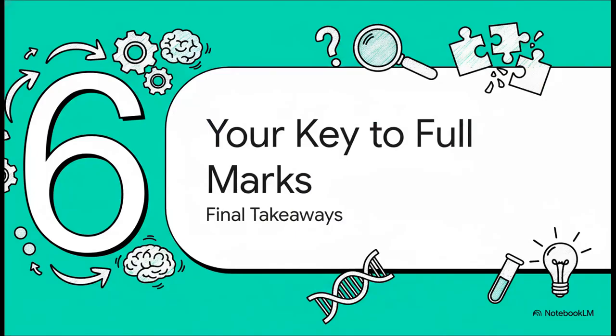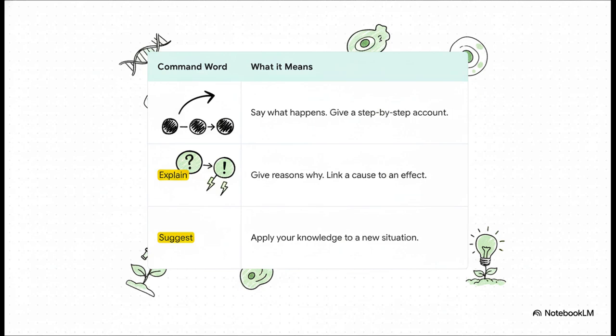So after breaking all that down, what are the big lessons here? What's the key to acing a really complex multi-part question like this one? Honestly, the most crucial thing is to pay super close attention to the command words. Describe, explain, and suggest are not the same thing. Describe wants a step-by-step story. Explain wants a because. It wants the reason why. And suggest wants you to apply what you know to a new scenario. Understanding these differences is absolutely the key to giving the examiner exactly what they're looking for.